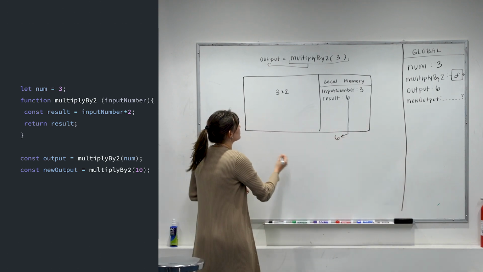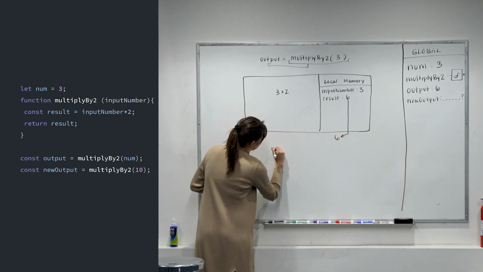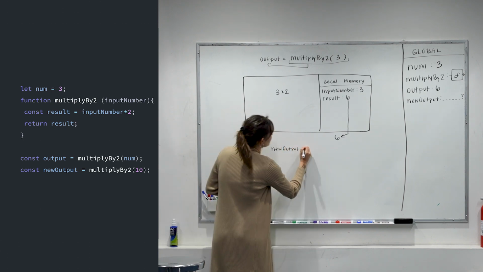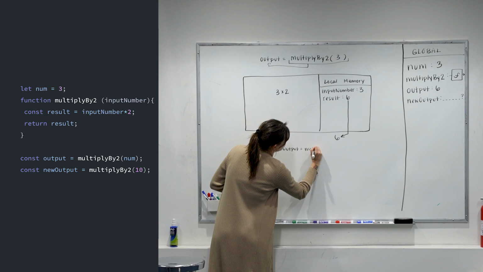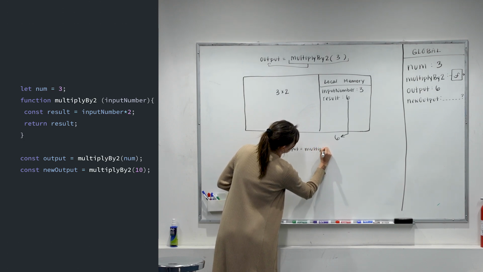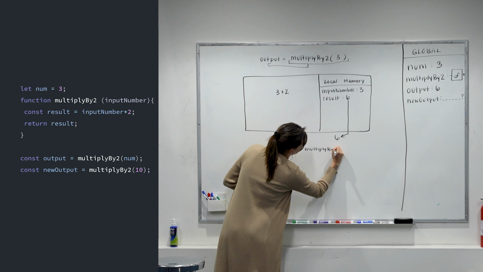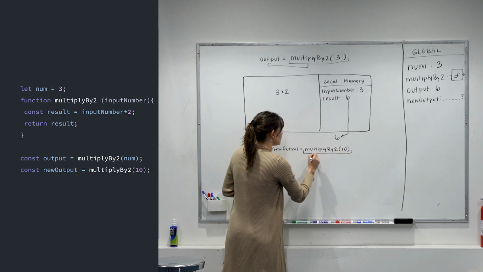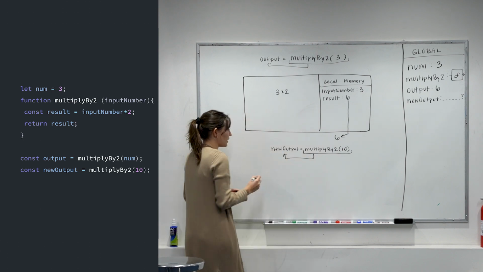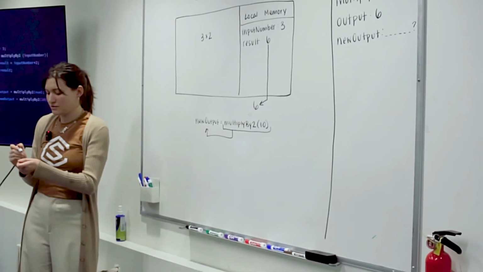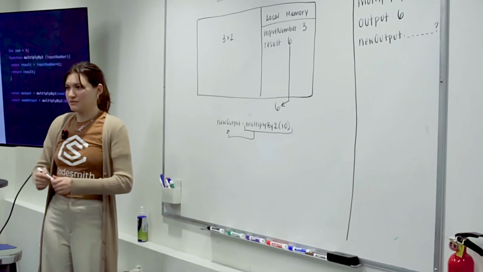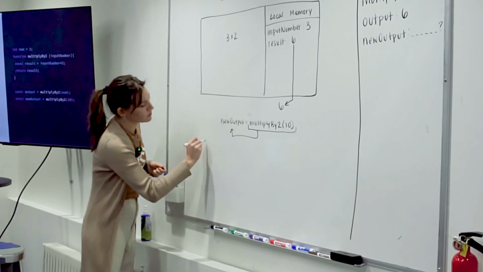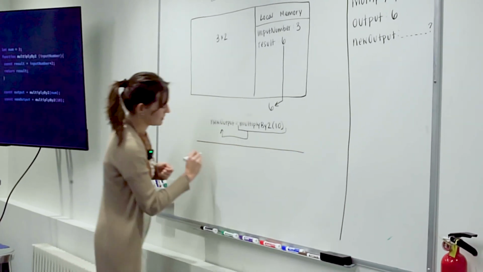Okay, so now we're saying new output is going to be the evaluated result of invoking multiply by 2, passing in 10. Okay, cool. So whatever this evaluates to will be stored under here. All right, so we invoked another function. What do we need? Yeah, local execution. Super duper. We need our local execution context down here.